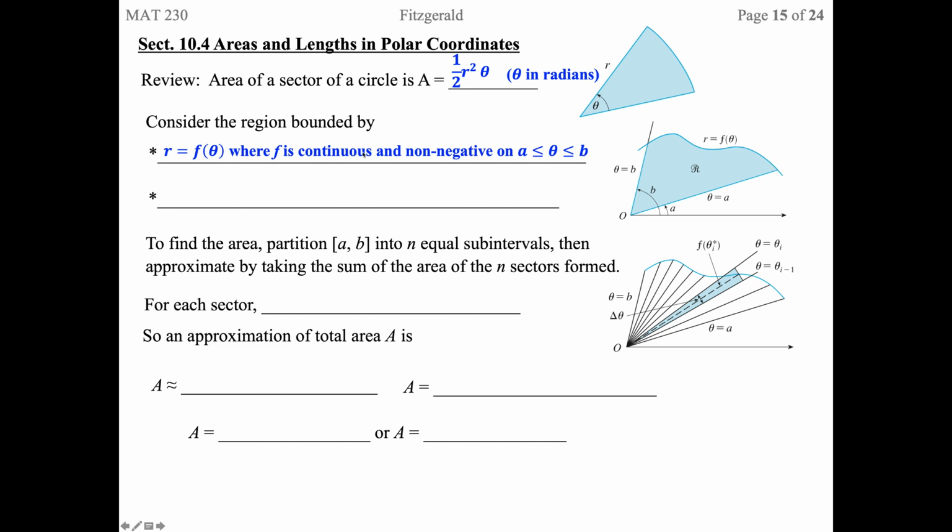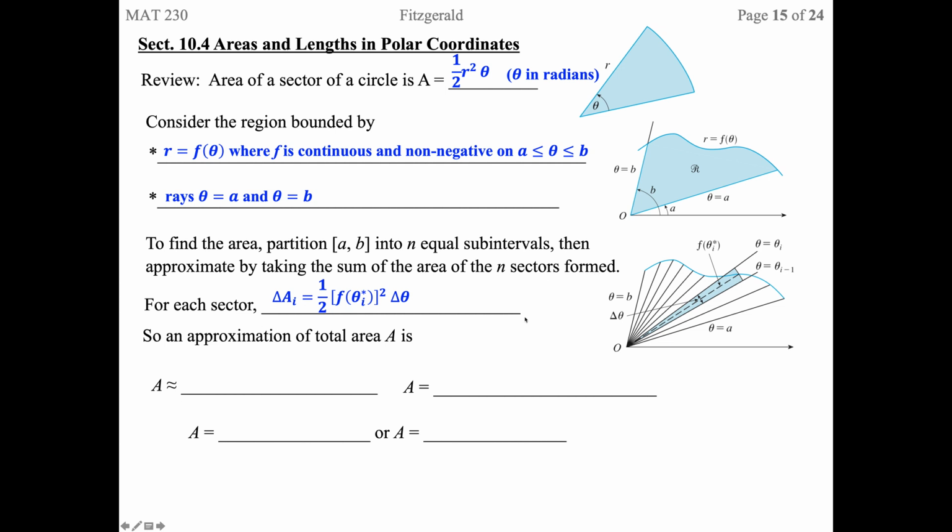f is continuous and non-negative on our interval from a less than or equal to theta less than or equal to b, and our two rays theta equals a and theta equals b, b being the bigger theta, a being the smaller. To find the area, partition our closed interval AB into n equal subintervals, then approximate by taking the sum of the area of those n sectors formed.